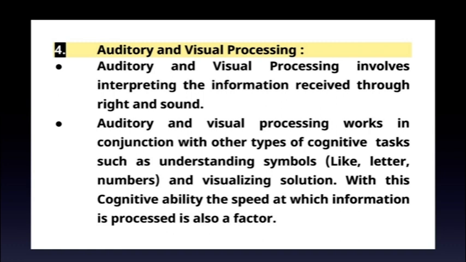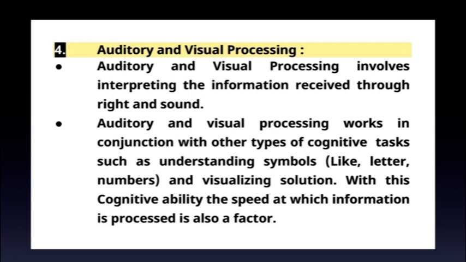The fourth is auditory and visual processing. Auditory and visual processing involves interpreting the information received through light and sound. Light means visual, and sound means the sound which I am getting. So, whatever information I am getting through visual means, light, what I have written, and sound means my ear, what I am listening. Auditory and visual processing works in conjunction with other types of cognitive tasks such as understanding symbols like letters, numbers and visualizing solutions.